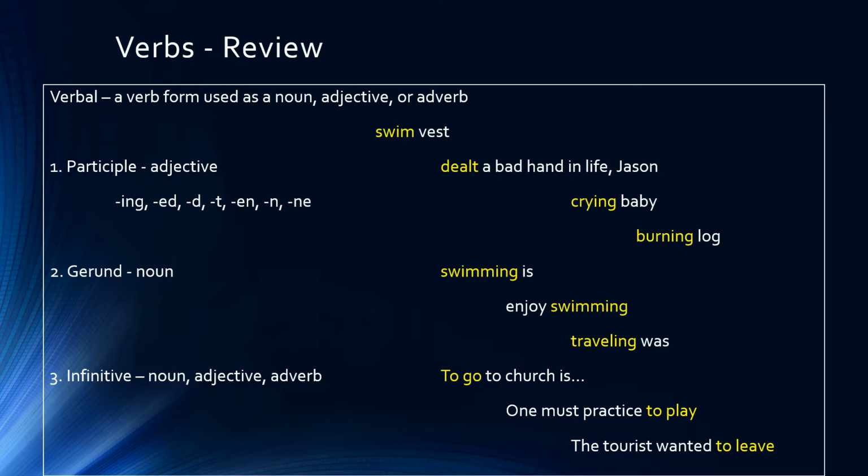And then the third verbal is an infinitive. Infinitives can be used as nouns, adjectives, or adverbs. To go to church. One must practice to play. The tourist wanted to leave. Now notice, in all three of those, we have the word to. In some sentences, the word to is going to be a preposition. It's according to how the word is used. If it is a verbal form, if it's acting in some way as a verb, then it's going to be an infinitive. To go to church. One must practice to play. The tourist wanted to leave.